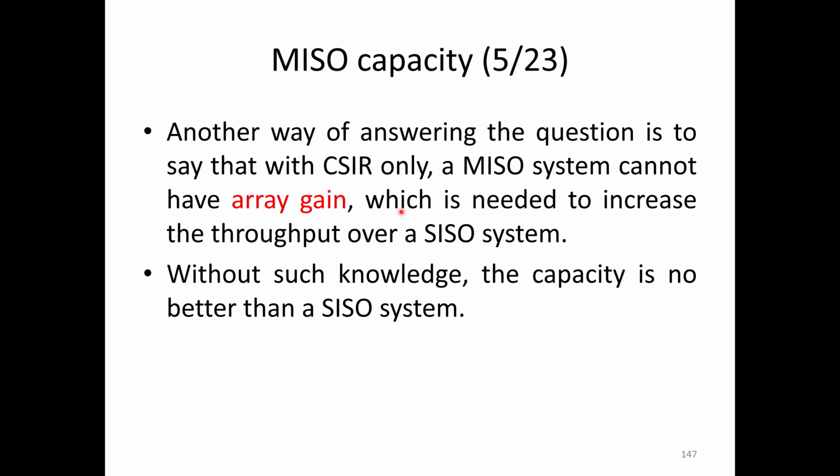Okay, so when SNR is increased, the throughput also increases over a SISO system. Without such knowledge, the capacity is no better than a SISO system. What knowledge? The knowledge means the channel state information at the transmitter.